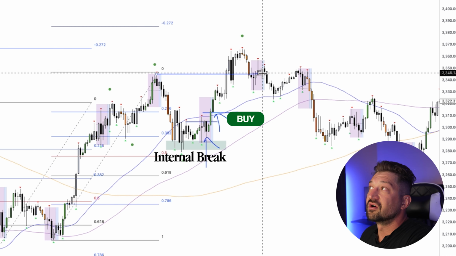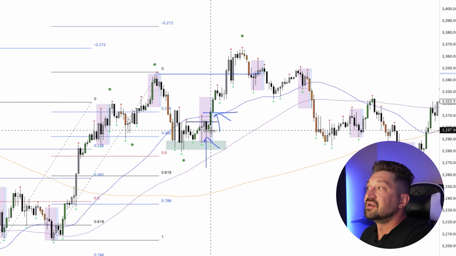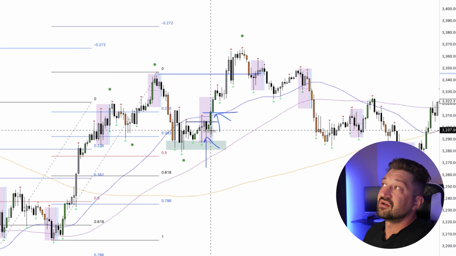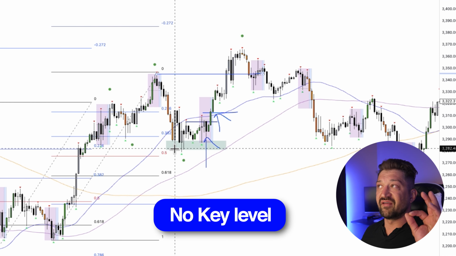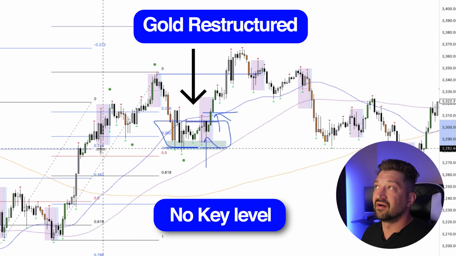This would be my first target. Obviously, I would have to get at least 2.5 or 3R. I do believe I actually took this trade. So this is kind of how I trade. You can see there wasn't a key level there, but gold restructured and created one after it liquidated.